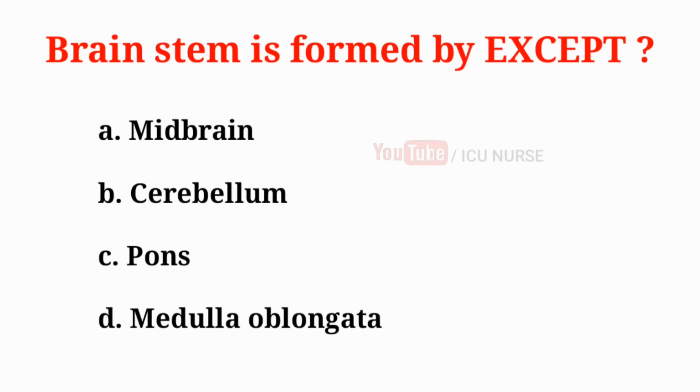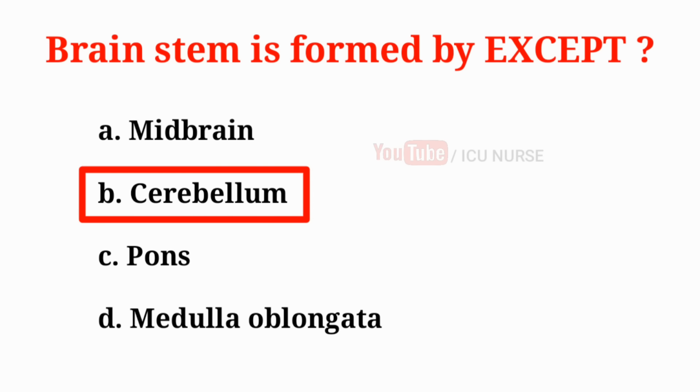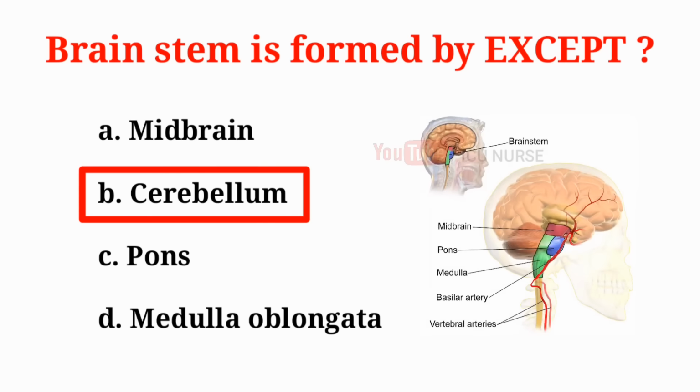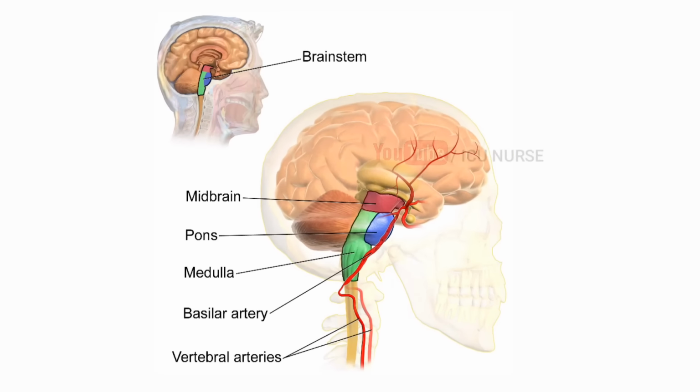Brainstem is formed by, except A. Midbrain, B. Cerebellum, C. Pons, D. Medulla oblongata, and the correct answer is B. Cerebellum. The brainstem is made up of three major structures: the medulla oblongata, the pons, and midbrain. Cerebellum is not a part of brainstem.